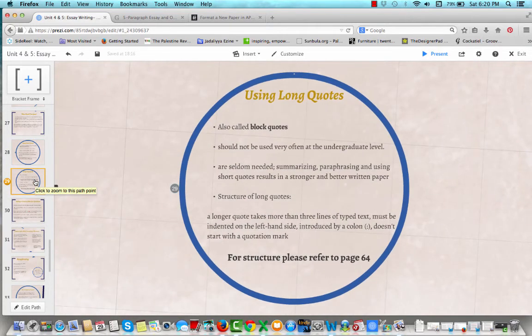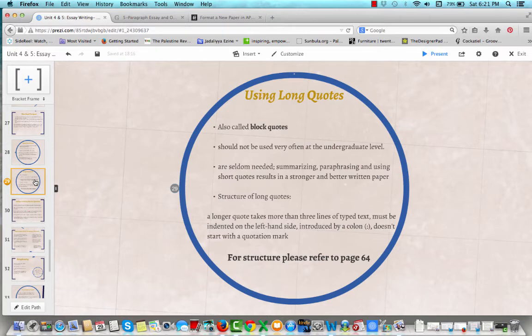Now, using long quotes. Long quotes are also called block quotes. A favorite of students, and I did it as well actually, is that I used long quotes when I had, say, a 10,000 word essay, and it was just too long. So I would use long quotes because I knew it took up a significant amount of words per paper.